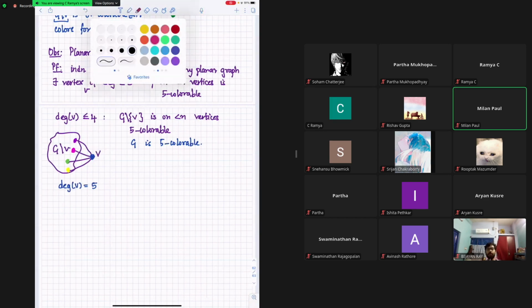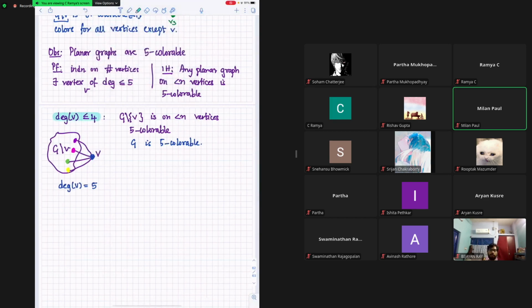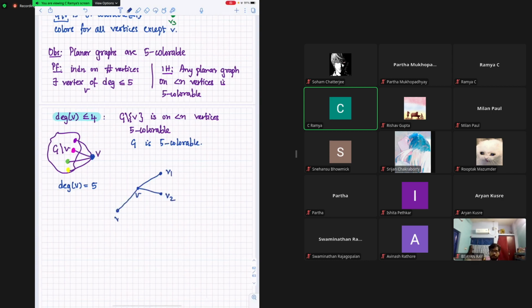Yes, ma'am. So now we are in the case when the degree of V is exactly 5. So you know that the graph is planar, so G has a vertex of degree 5. That vertex is V. And let's say there are 5 neighbors: V1, V2, V3, V4, V5.